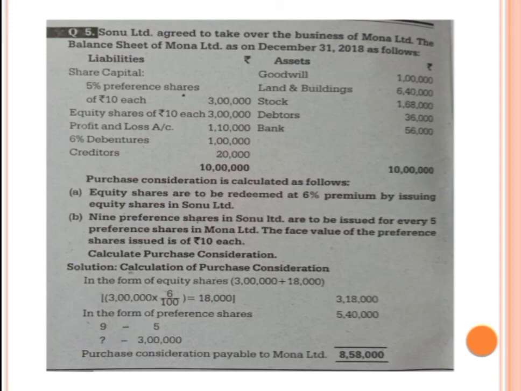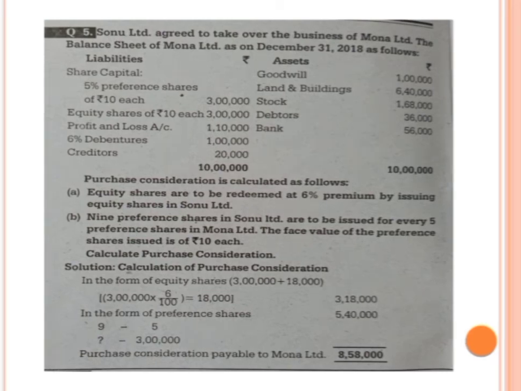Then the next one is the net assets method. In order to calculate the purchase consideration under net assets method, they should give you the agreed values of assets taken over and liabilities taken over. But in this question, they have not given that. So which is the last method that is left out? Net payment method. So here you have to follow net payment method to calculate the purchase consideration.